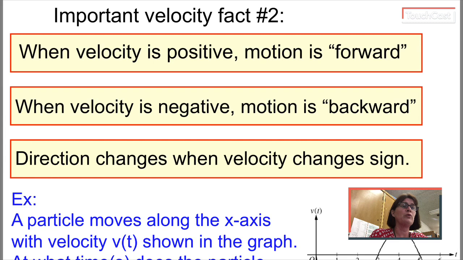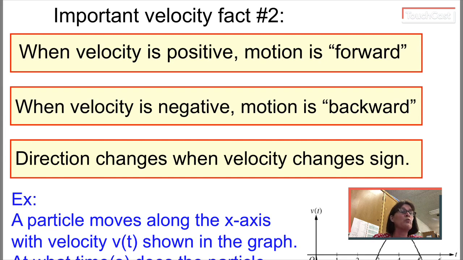If you leave your house in the morning and your velocity is positive, you're going toward school. And if you leave school in the afternoon and you're going toward your home, then your velocity is positive, because you're going forward, whatever forward means. When you're at school, you want to get home. When you're at home, you want to get to school. Similarly, when velocity is negative, the motion is backward, whatever backward means in the context.